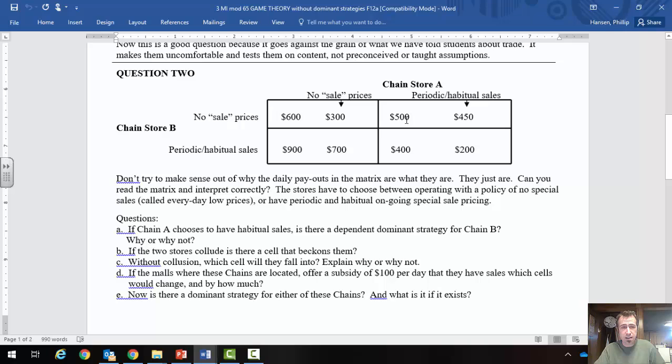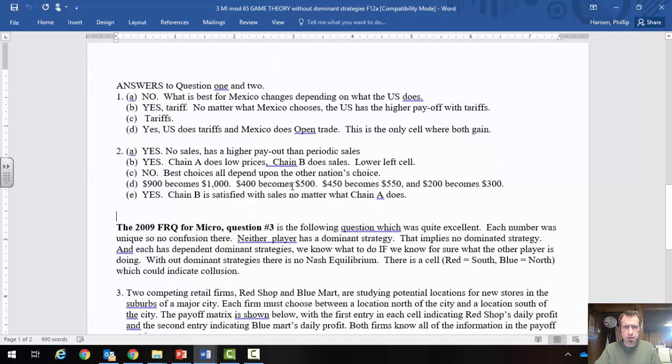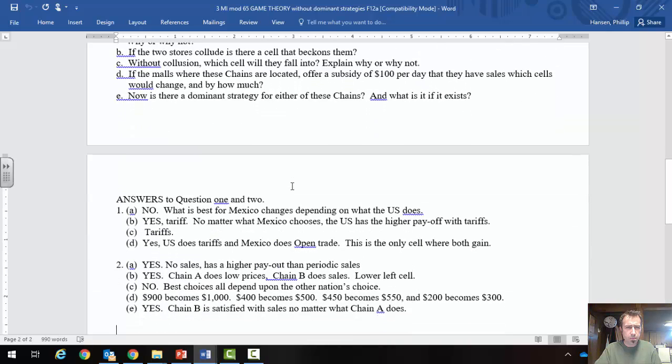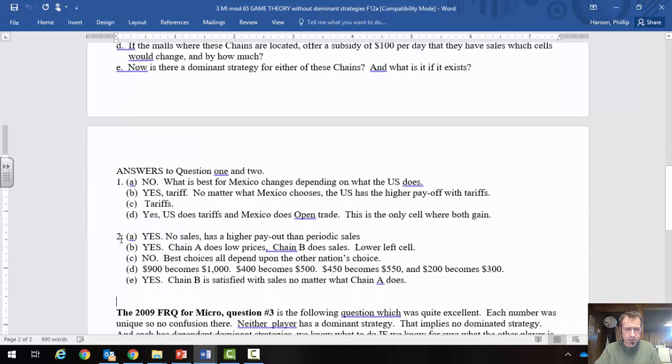$500. And by the way, if you want to see the key for this document, which I will share with you guys, it is right below it. Yes, you can see.